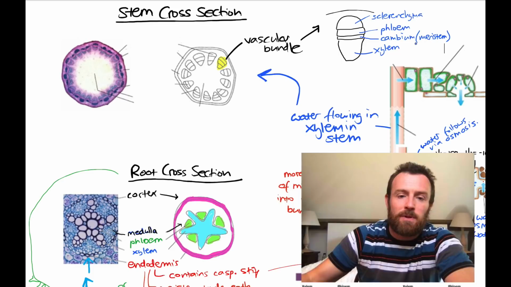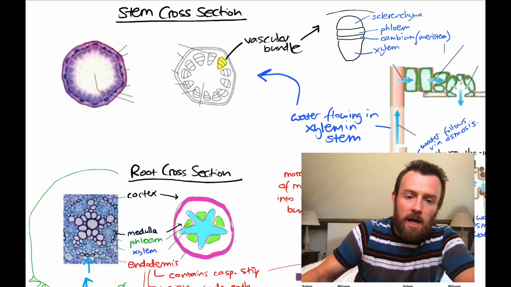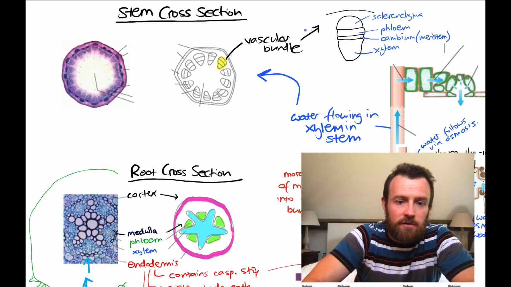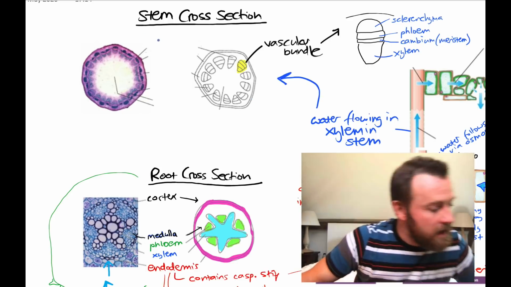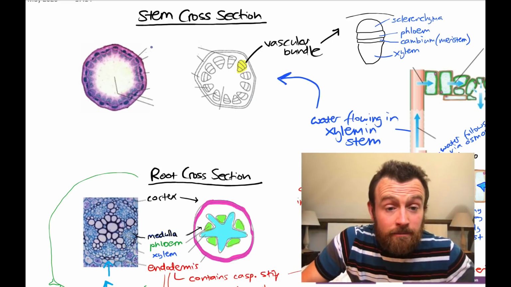Okay, so now let's label this diagram, the slightly zoomed out version over here. So this outer layer is the sclerenchyma.